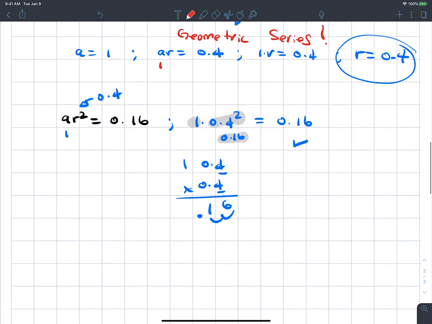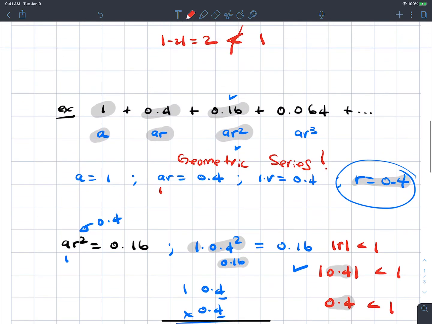Now, what do we know? A geometric series converges if the absolute value of R is less than 1. And in this case, R is 0.4. So the absolute value of 0.4 is 0.4, and sure enough, that is smaller than 1. So here's our R value. We just plug that value in, and we find 0.4 is smaller than 1. That means the geometric series converges. So we know that this thing converges, and we have convergence.